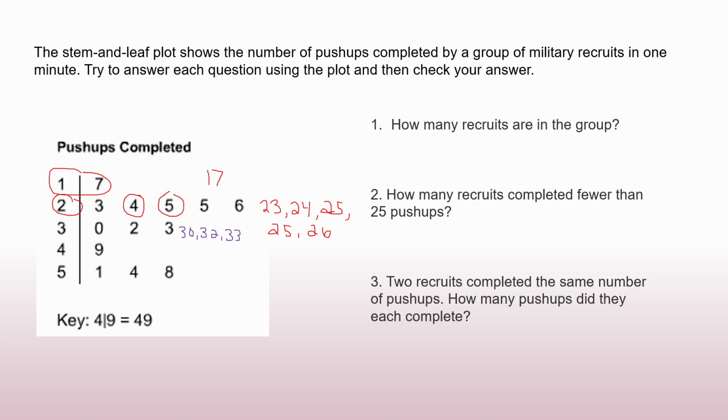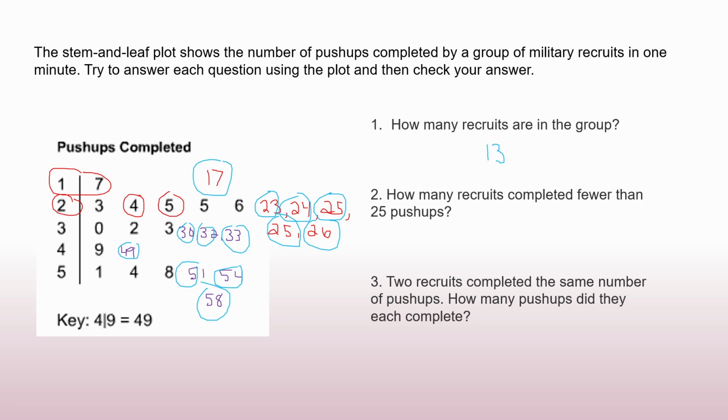The fourth row, we have the number 49. And in the fifth row, we have 51, 54, and 58. Okay, so if we want to know how many recruits there are, we need to count how many numbers we have. Okay, so we've got 1, 2, 3, 4, 5, 6, 7, 8, 9, 10, 11, 12, 13. So there are 13 recruits in the group.